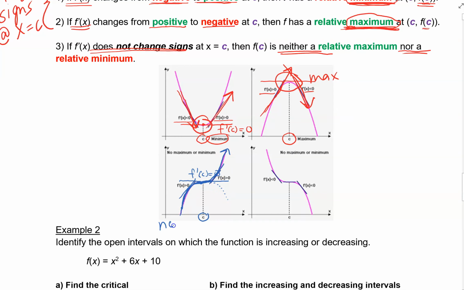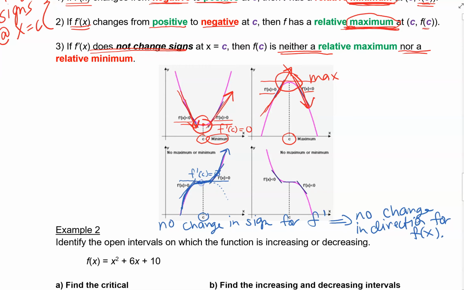So this is no change in sign for f prime, which resulted in no change in direction for f. It flattened out, hit a 0, but it didn't change sign, continued being positive, which means f never decreased, it continued increasing. Same thing's happening here.